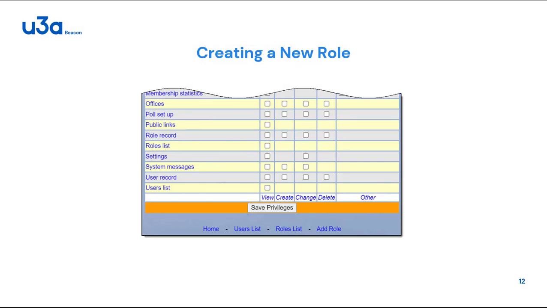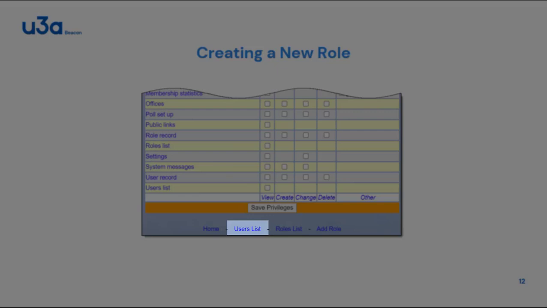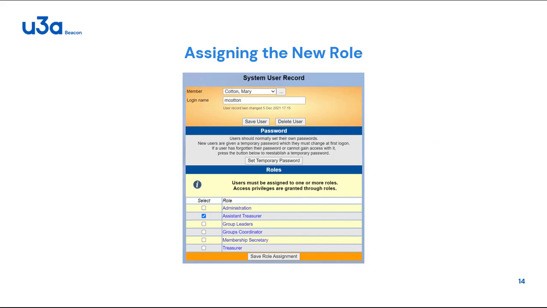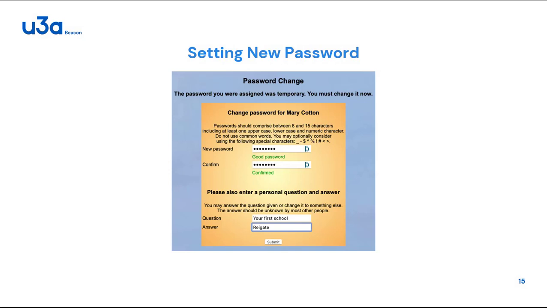Now you've created the new role, click Users List in the blue options just below the Save Privileges button. Click the name of the system user you want to assign this new role to, then assign the role and click the Save Role Assignment button. All done. When the new user first accesses Beacon, they'll be directed to this screen to set their own choice of password and a personal question and answer, which can be used along with data from their membership record to reset their password from the login screen.